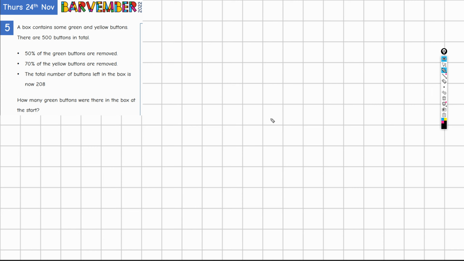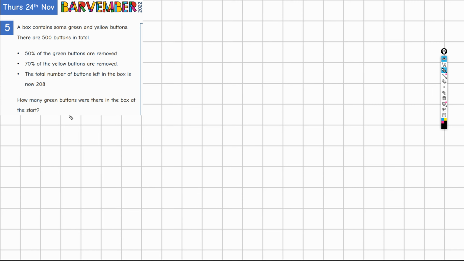A box contains some green and yellow buttons. There are 500 buttons in total. 50% of the green buttons are removed and 70% of the yellow buttons are removed. The total number of buttons left in the box is now 208. And we're asked how many green buttons were there in the box at the start.